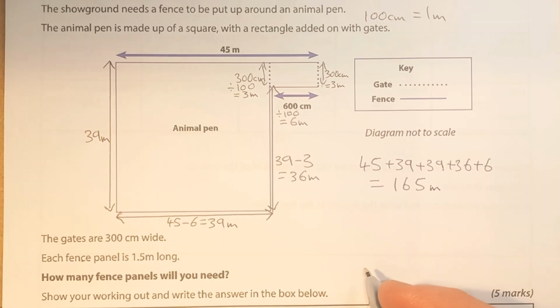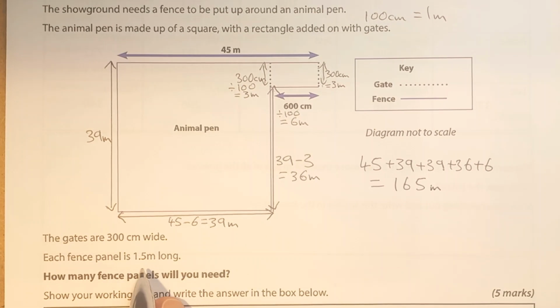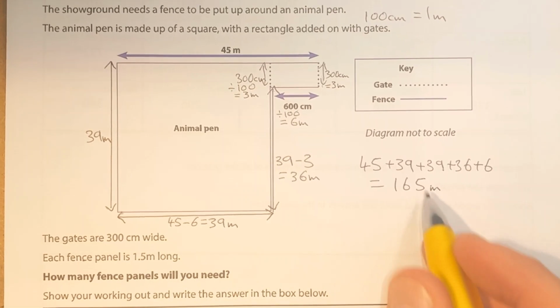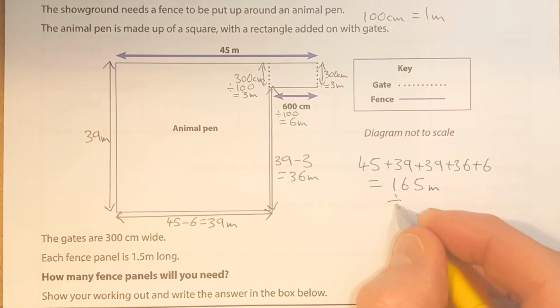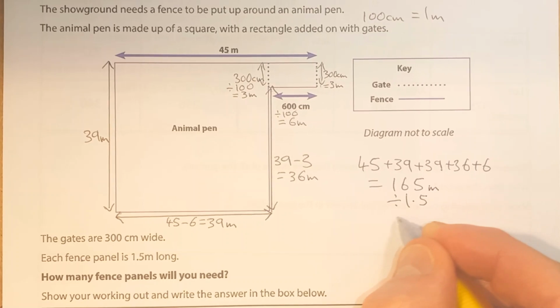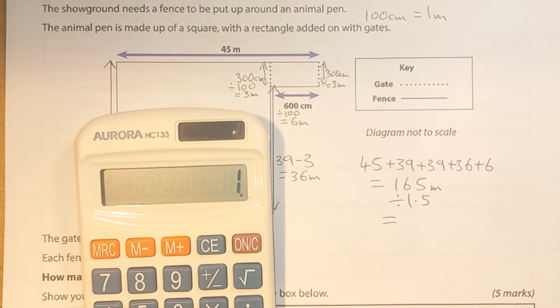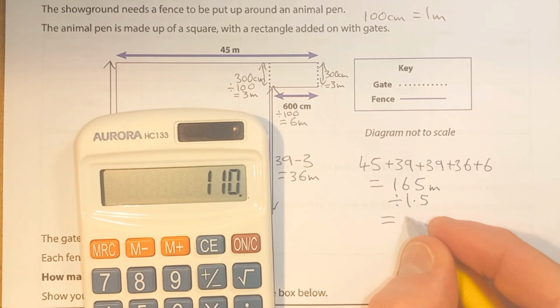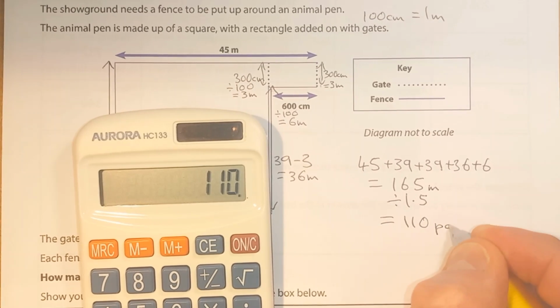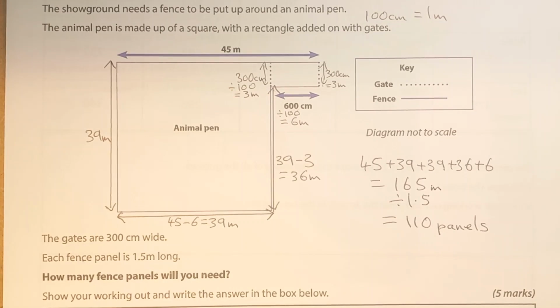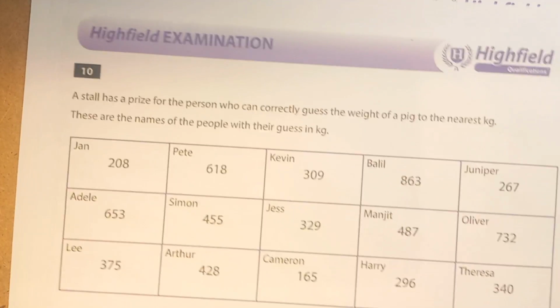Okay. Now, we know that each fence panel is 1.5 metres long, so we want to know how many of these panels will make this distance. So in other words, we need to divide that by 1.5. And if we do that, we get 110 panels. Okay.